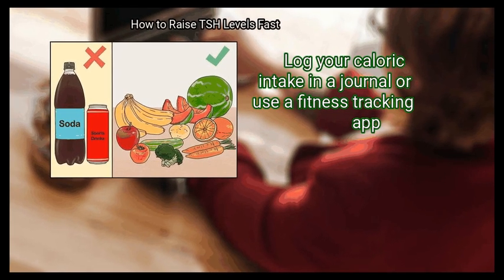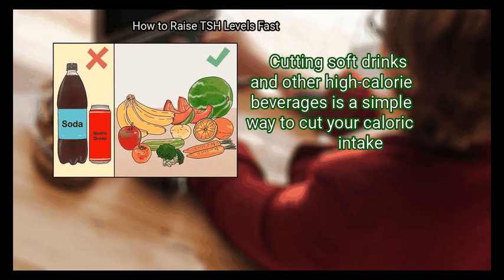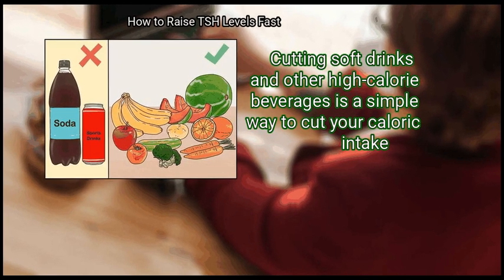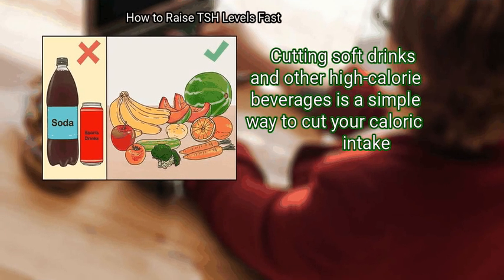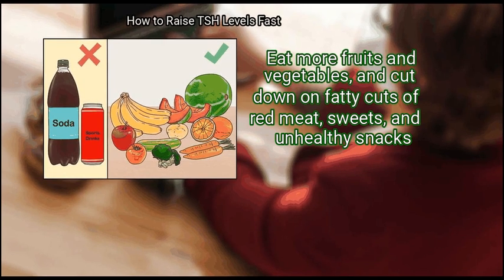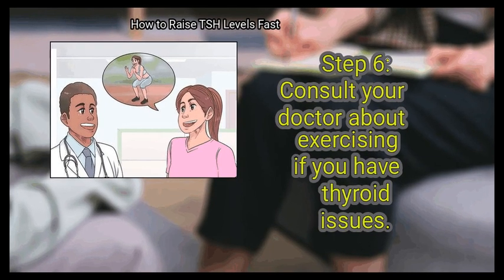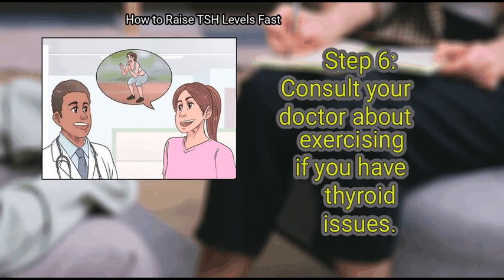Check labels and look up the nutritional contents for any item you eat or drink. Log your caloric intake in a journal or use a fitness tracking app. Cutting soft drinks and other high-calorie beverages is a simple way to cut your caloric intake. Eat more fruits and vegetables, and cut down on fatty cuts of red meat, sweets, and unhealthy snacks. Finally, consult your doctor about exercising if you have thyroid issues.